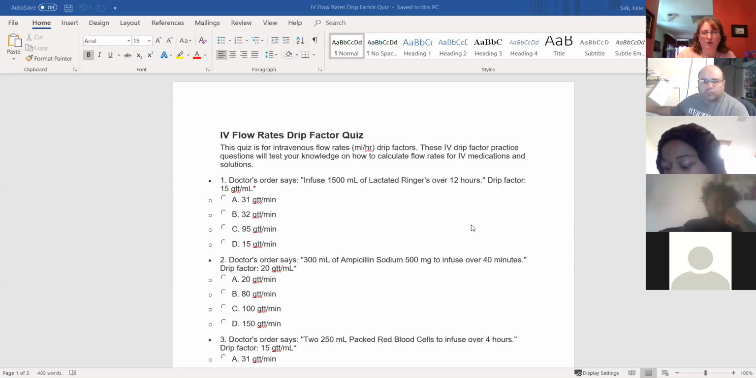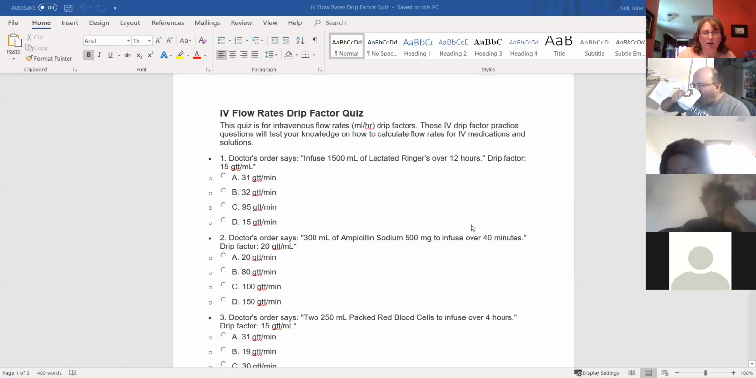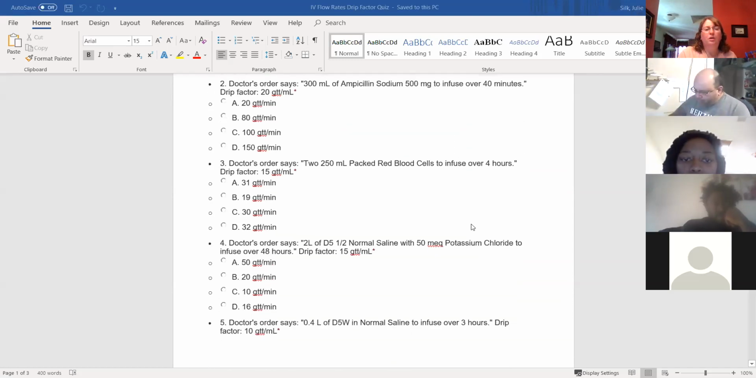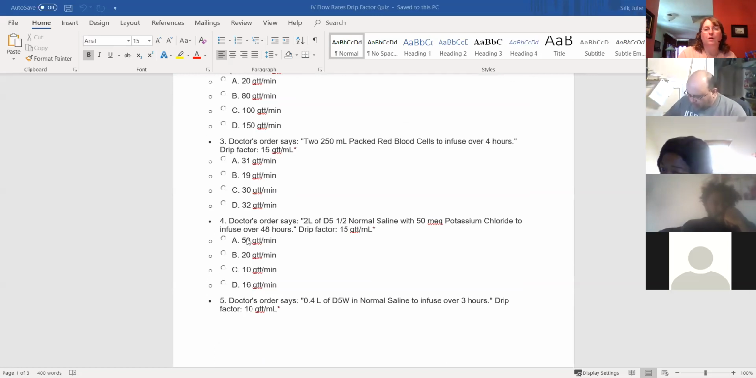Here, we'll do just a couple more just to make sure you're okay, and then we'll get off of here. So let's do number 3 and 4. Look at this one. The doctor's order says 2 250 milliliters packed red blood cells to infuse over 4 hours, your drip factor is 15 drops per milliliter. So that means you actually have 500 milliliters because there are 2 of these packed red blood cells, right? So 250 plus 250. So your volume is going to be 500 times 15 divided by your time in minutes.